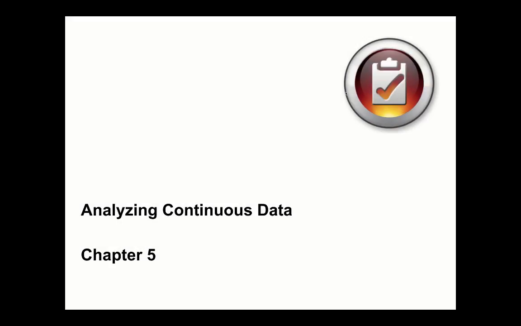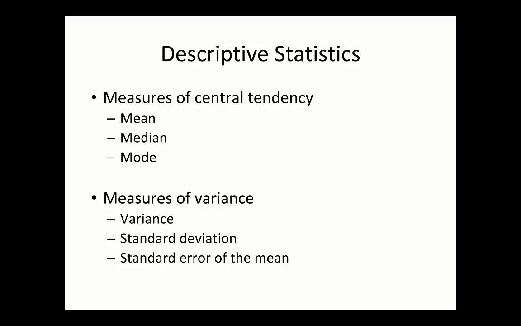In this unit, we will be examining ways of analyzing continuous data. This covers Chapter 5 of your course textbook. To begin, let's first talk about some of the commonly used descriptive statistics for continuous data.